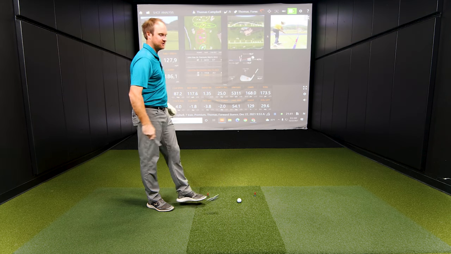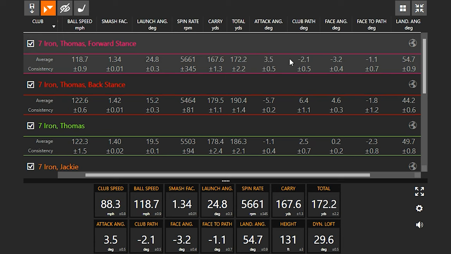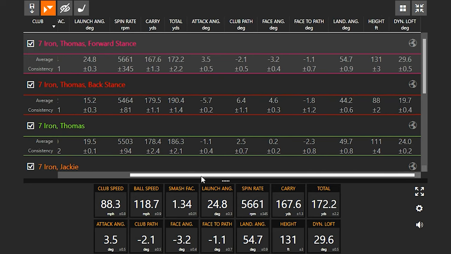So now we've got the other extreme. And I know this is focusing on attack angle, because we can see now that moving that ball position further forward did move my attack angle up. But wow, is that different with that club path and that dynamic loft? It's crazy. Launch angle is significantly different, right? Like, look at that. 24.8 on that forward stance there. My club path now was actually negative. And that dynamic loft was 10 degrees higher. And height, 131 feet in the air.